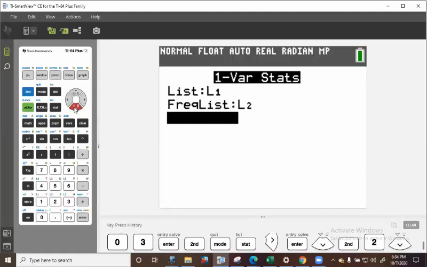But like I said earlier, if you needed it gone later, just go to that frequency list and hit the clear button, and that'll just clear it out. Enter. Let's see what we got.